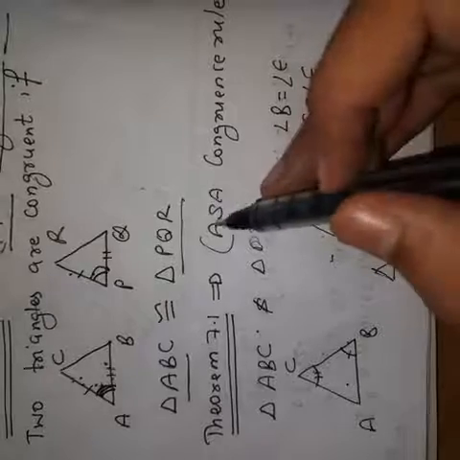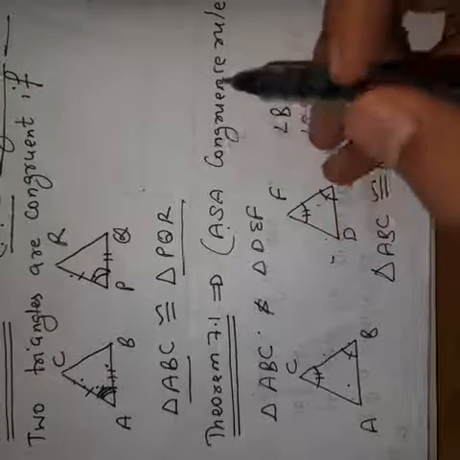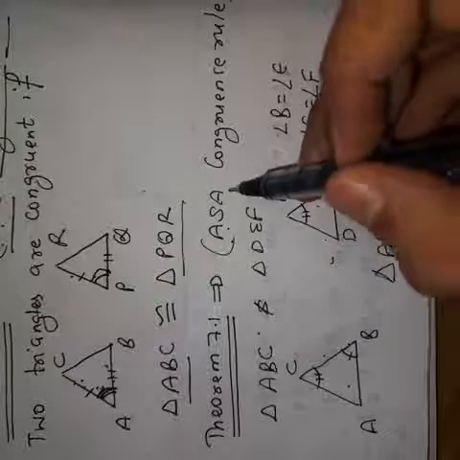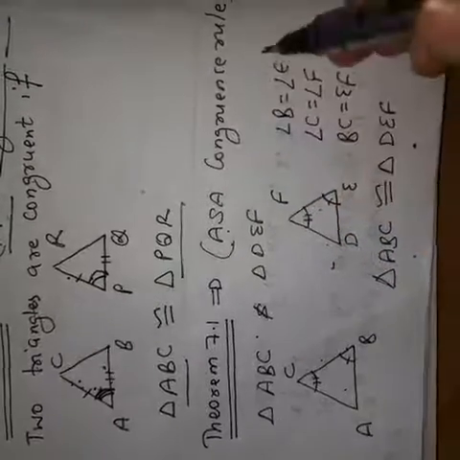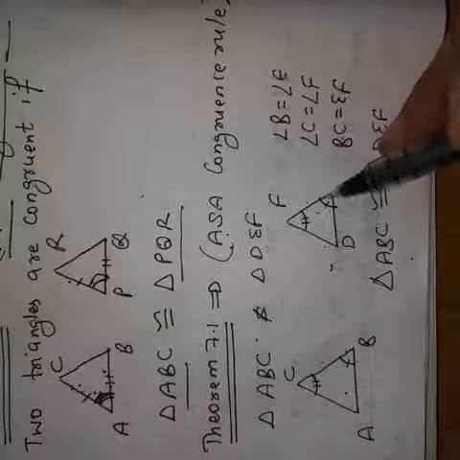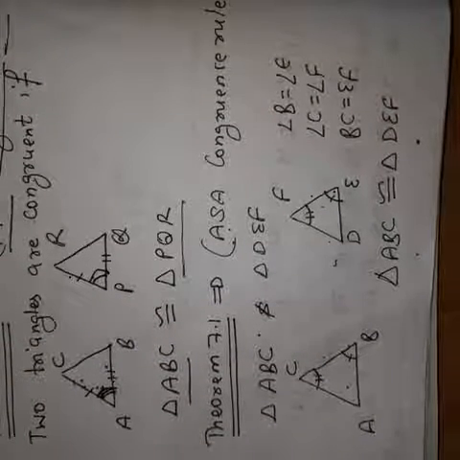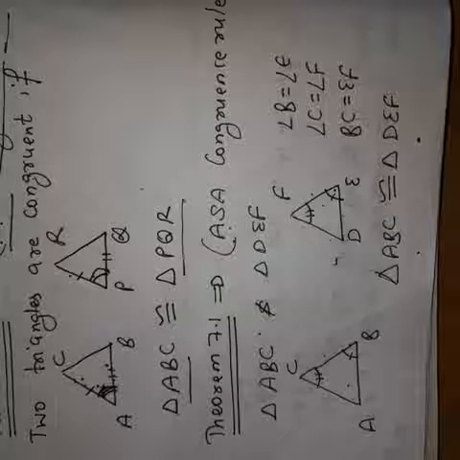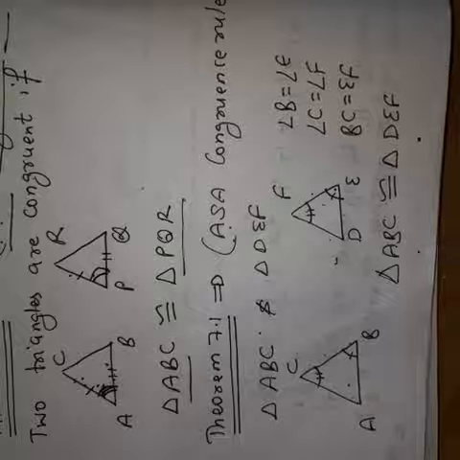This rule is called ASA congruence rule, angle side angle congruency rule, because we have proved angle, side and angle equal of one triangle to the other triangle. So we can say both of these triangles are congruent.